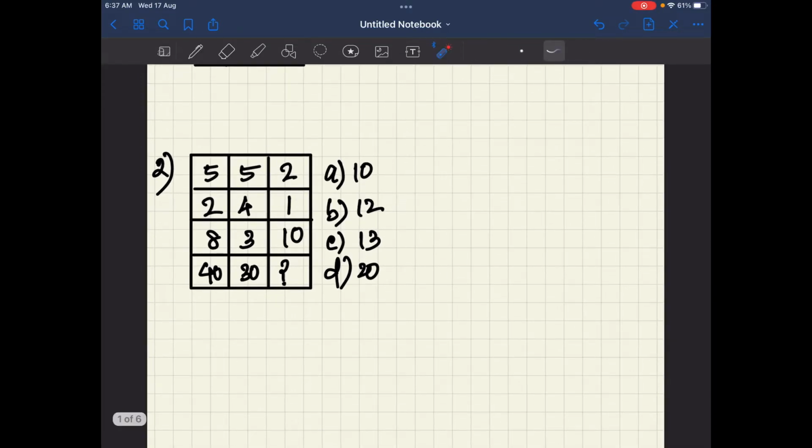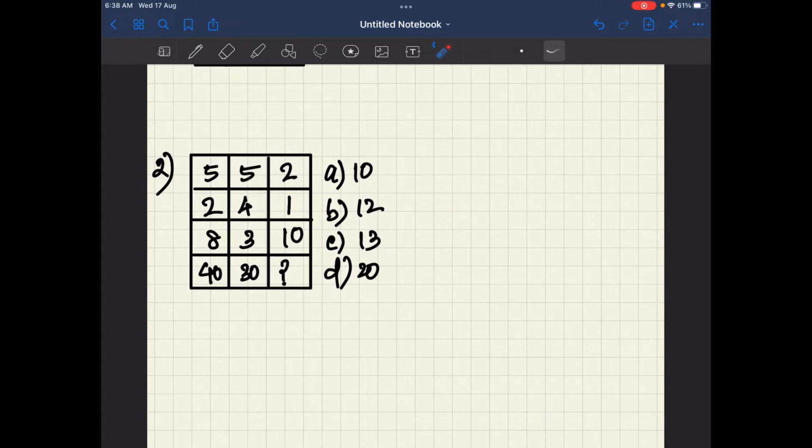Now for the second question, let's analyze it. It is 5, 2, 8 and 40. Then it is 5, 4, 3 and 30. We can try like 5 into 2 into 8. It's coming 5 into 2 is 10, 10 into 8 is 80. 5 into 4 into 3, it is 20 into 3 is 60. But the results are 40 and 30.